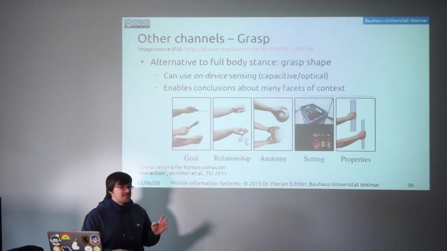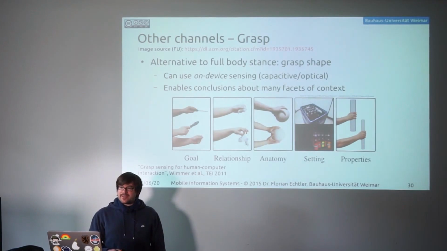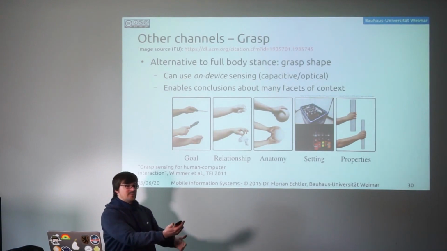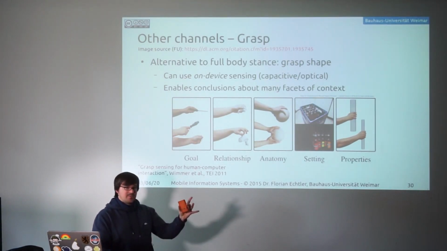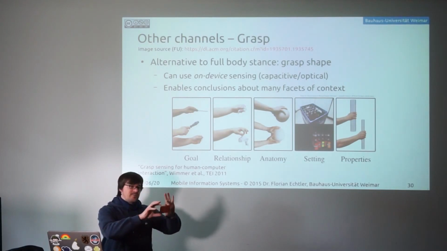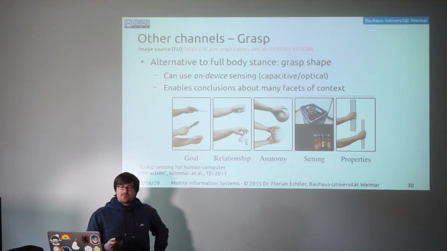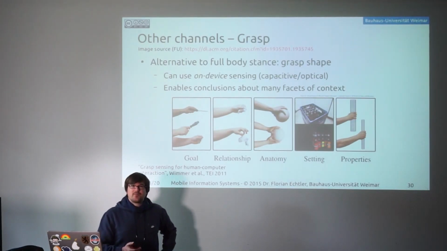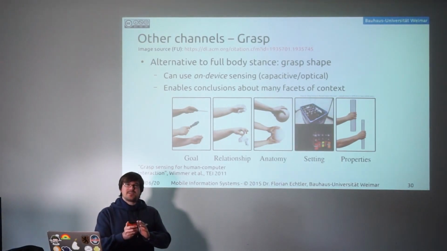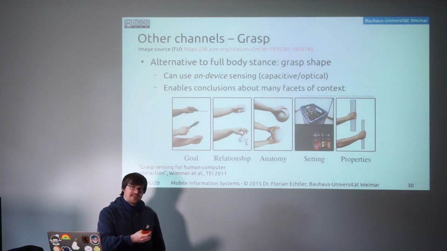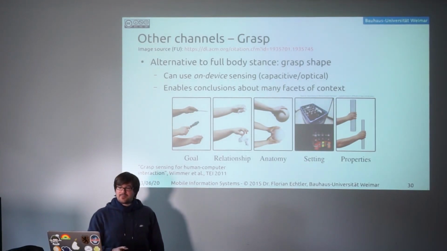However, there's one subset that might make more sense for a mobile context, which is just the grasp, so the way you hold your mobile device. Is it like this, or maybe just with two fingers for whatever reason, or this camera way of holding it. And the important aspect is that you could actually use sensors directly on the device to sense this kind of grasp. For example, one of the more recent Pixel phones from Google has force sensors in the edges of the case, so it can detect if you squeeze it harder or softer, for example.